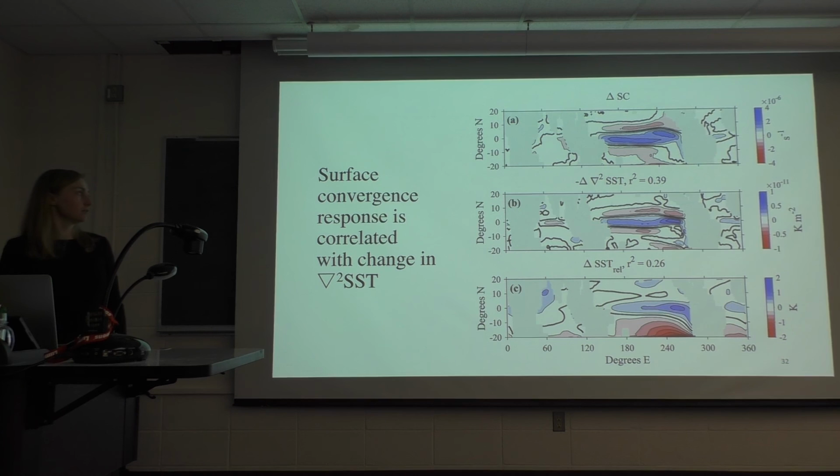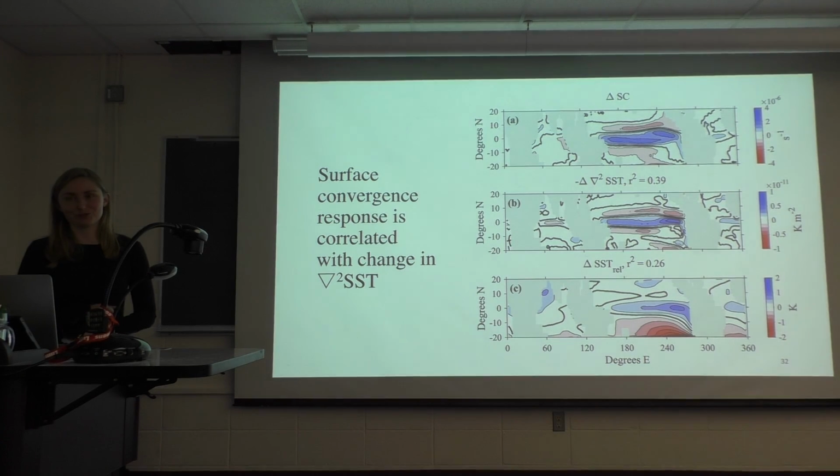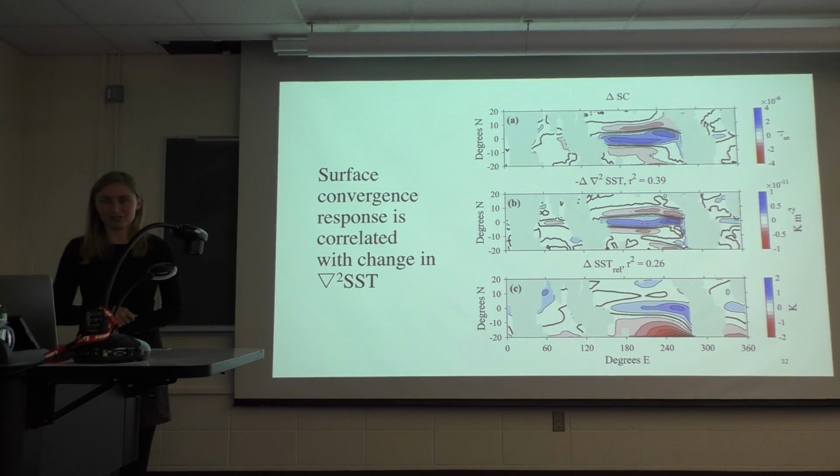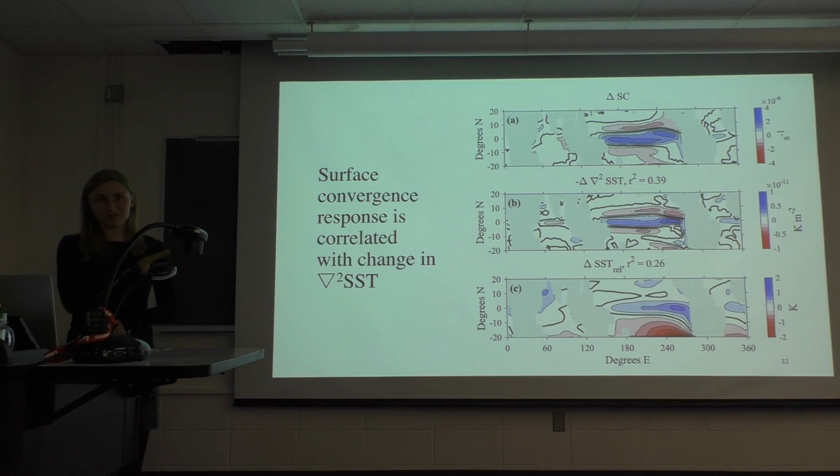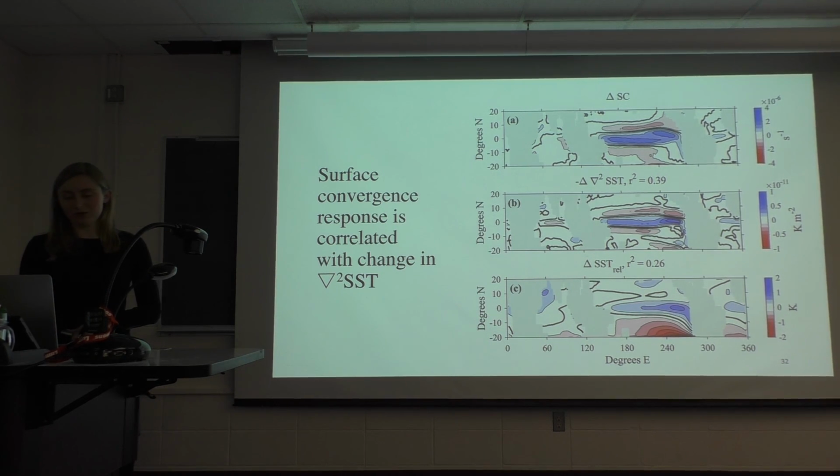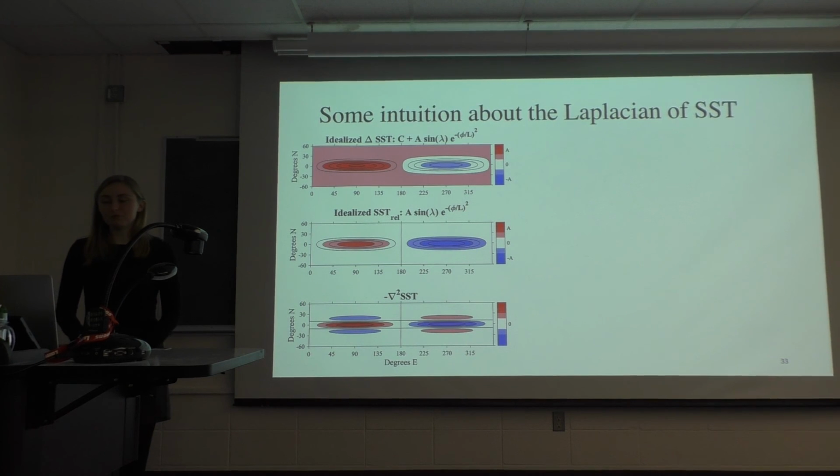And so we can see that the surface convergence response, I mean, all three of these have some similarities with one another, but the surface convergence response seems to be a little bit more aligned with the Laplacian of SST. And so as you can probably guess, I'm about to derive an expression for surface convergence that's proportional to the Laplacian of SST. So this is to motivate you as to why that might be a good idea. But before I do that, I just want to talk about the Laplacian of SST.